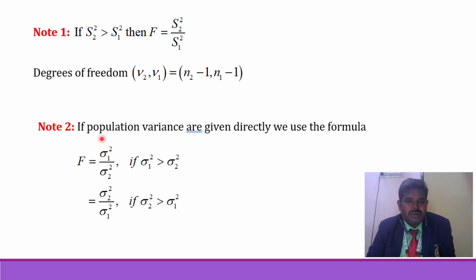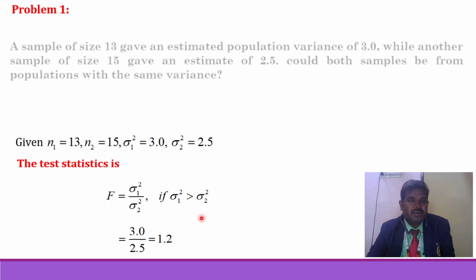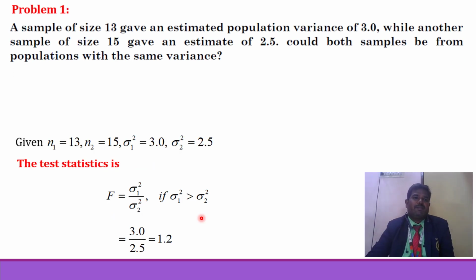In note 2, if the population variances are given directly, we can use the formula F is equal to sigma 1 square by sigma 2 square, provided sigma 1 square is greater than sigma 2 square, and sigma 2 square by sigma 1 square if sigma 2 square is greater than sigma 1 square. We can see the first problem in the F test.